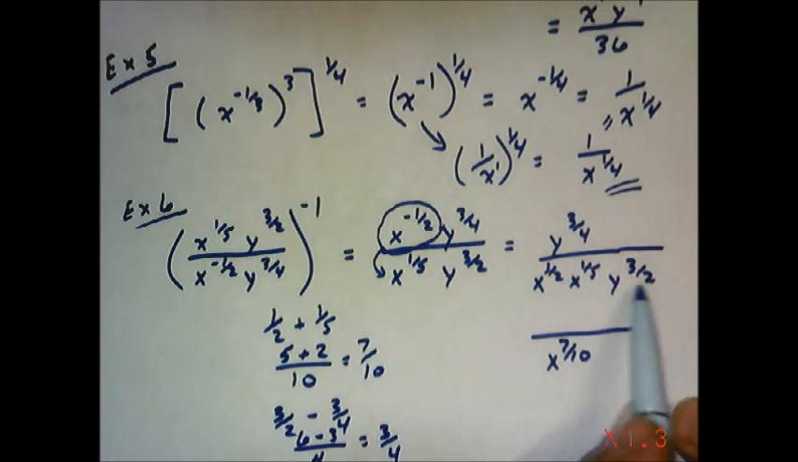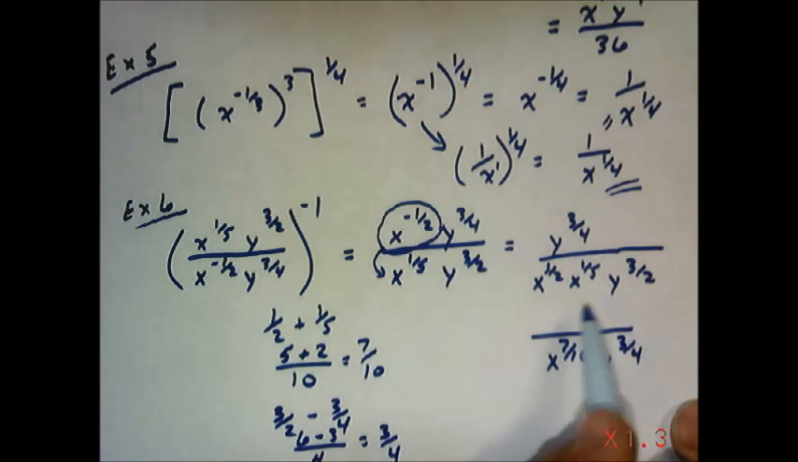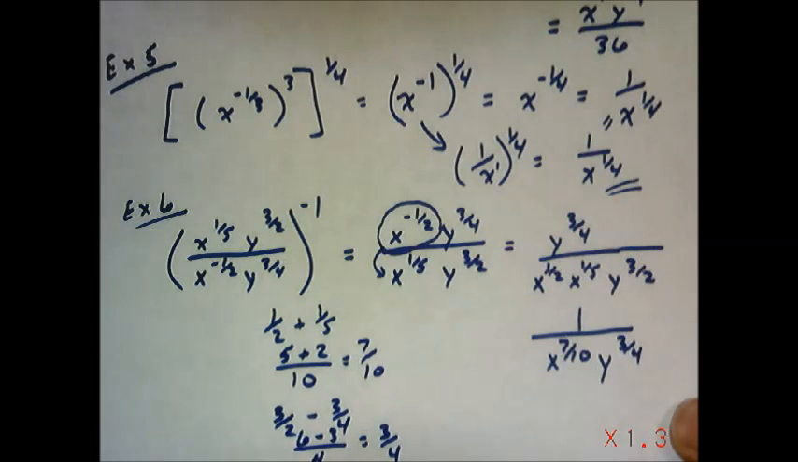We have more on the bottom, or larger exponents on the bottom. So we're going to put that on the bottom. Well, what do we put on the top? Well, since everything's canceled out, we're going to make sure we have a placeholder there, and we're going to put the 1. And there's our final answer. 1 over x to the 7/10, y to the 3/4.